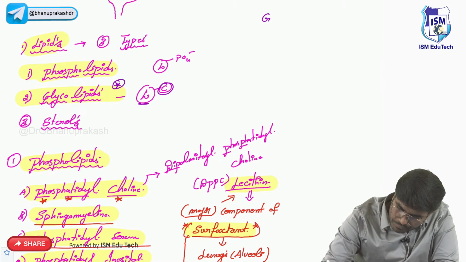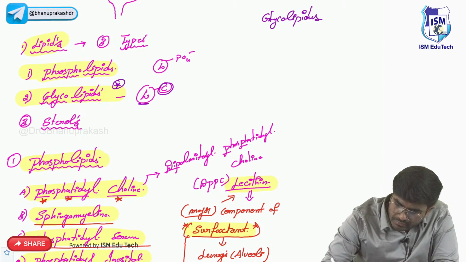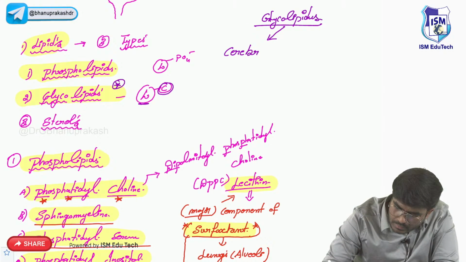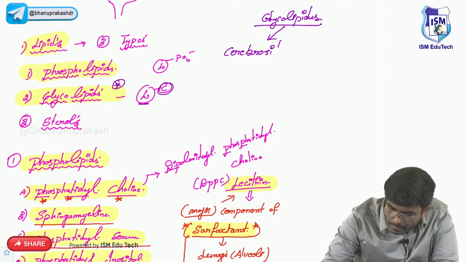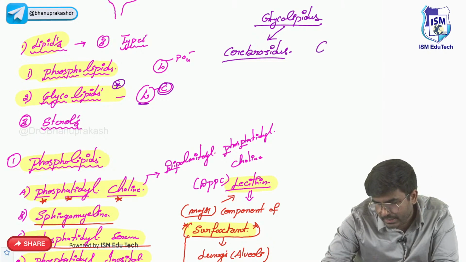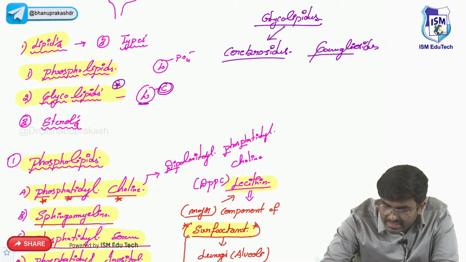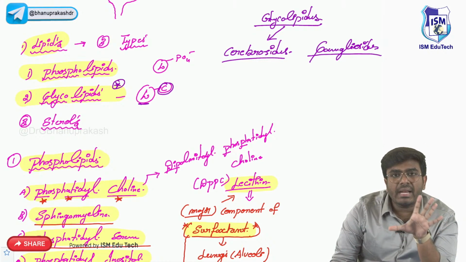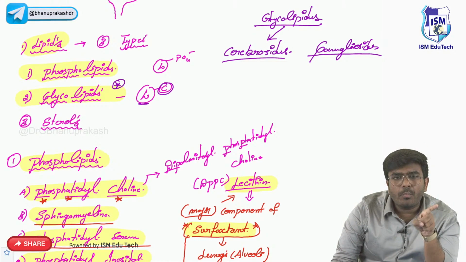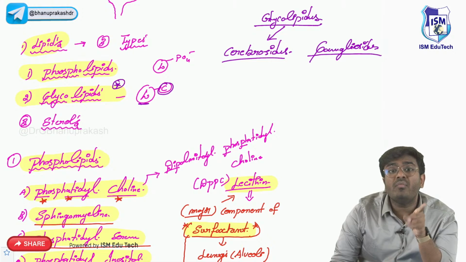Let me write it down here. Glycolipids are mainly divided into cerebrosides and gangliosides. Cerebroside and ganglioside, direct question: are they examples of phospholipid or glycolipid? They are examples of glycolipids.